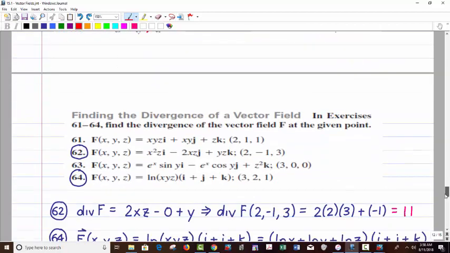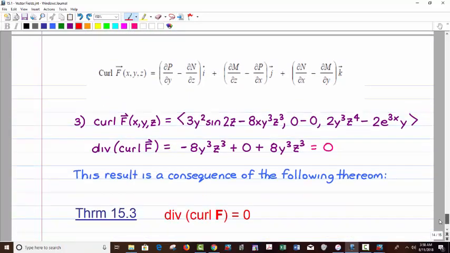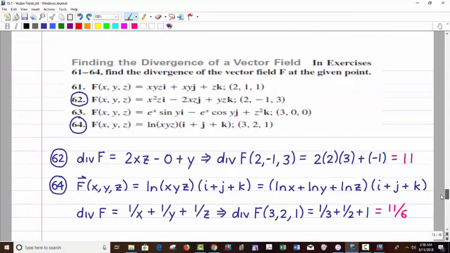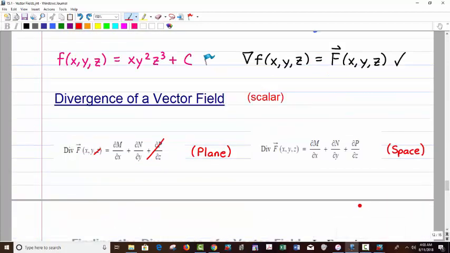Now we're going to learn another term here: finding the divergence of a vector field. That's going to be a scalar quantity. You see I just copied the same formula twice and just eliminated the last term for the plane.